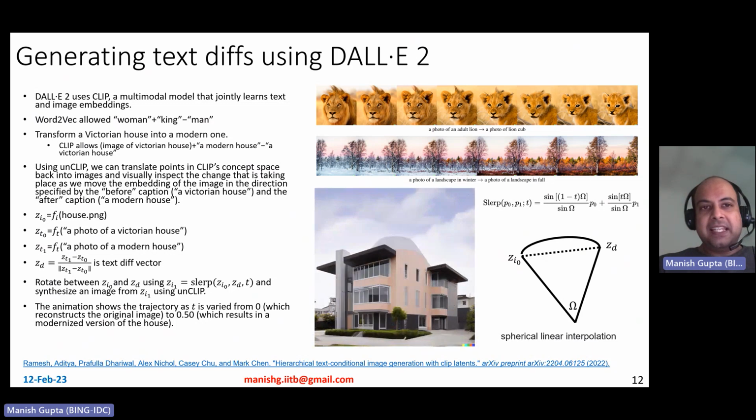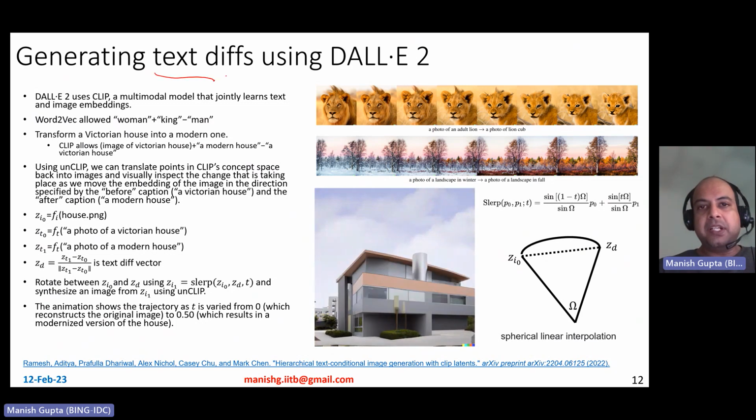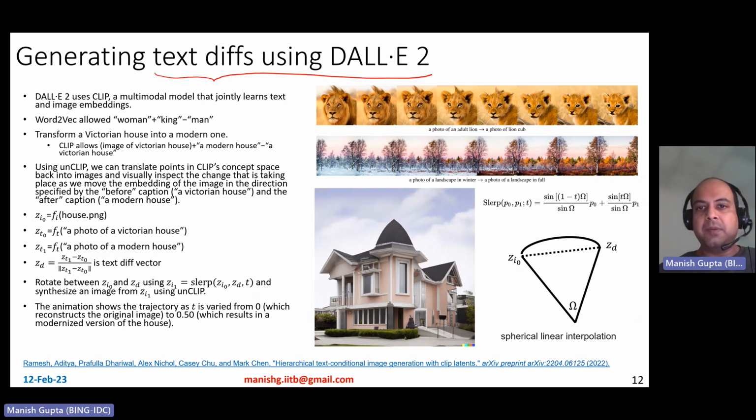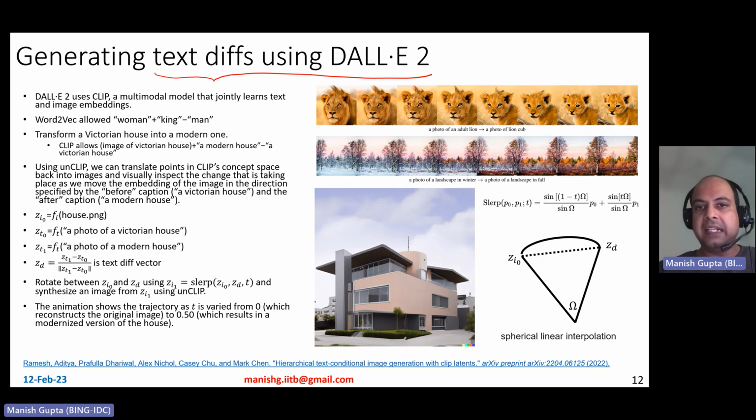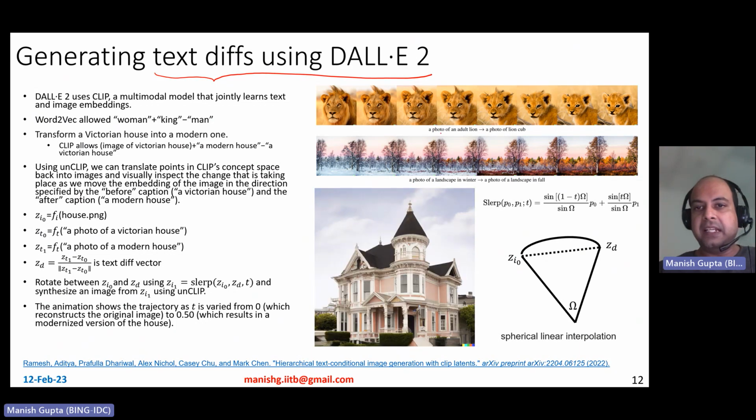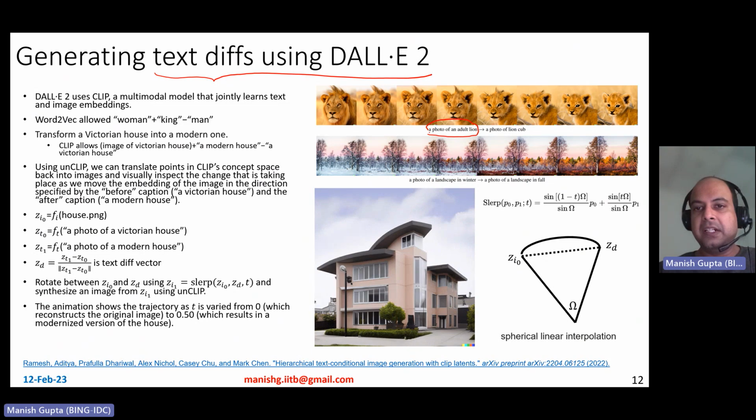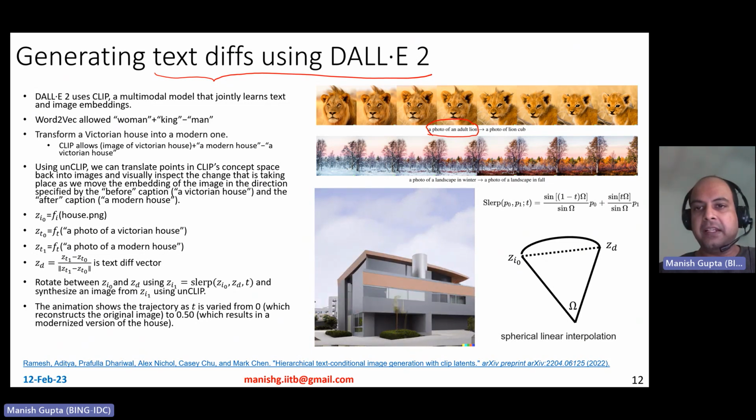Now let's come back to this case where text diffs can be generated using the DALL-E 2 model. Remember, text diffs can take an interpolation between this particular text piece, a photo of an adult lion, and a photo of a lion cub, and show you the way in which a photo of an adult lion was transformed into a photo of a lion cub. At the bottom, you observe a Victorian house getting transformed into a modern one.